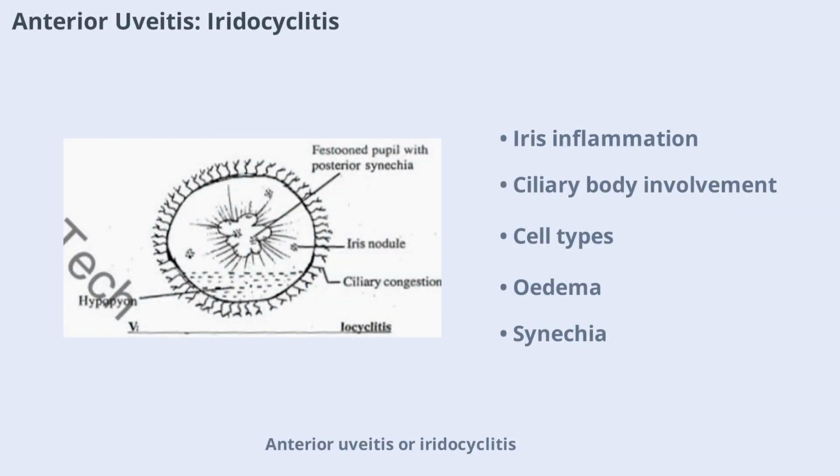Anterior uveitis, or iridocyclitis, involves inflammation of the iris and ciliary body. Pathology includes congestion of blood vessels, exudation of fibrin-rich fluid, and accumulation of inflammatory cells. The type of cells varies: polymorphonuclear in exogenous infection, lymphocytes in allergic uveitis, and mononuclear in granulomatous uveitis. Fluid accumulation causes oedema, muddy iris, sluggish pupil, and sticky endothelium. Keratic precipitates and hypopyon may form, leading to synechiae and secondary glaucoma if untreated.